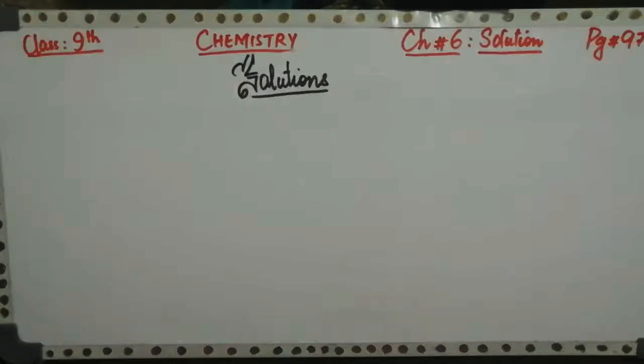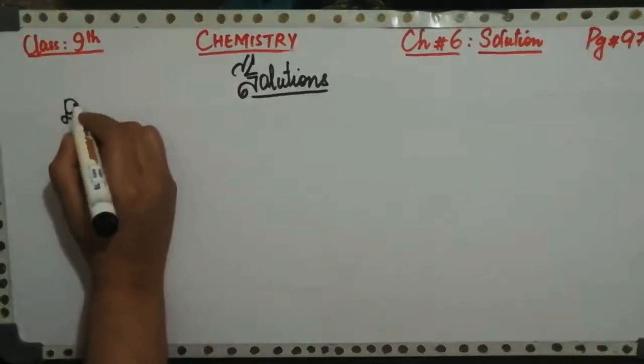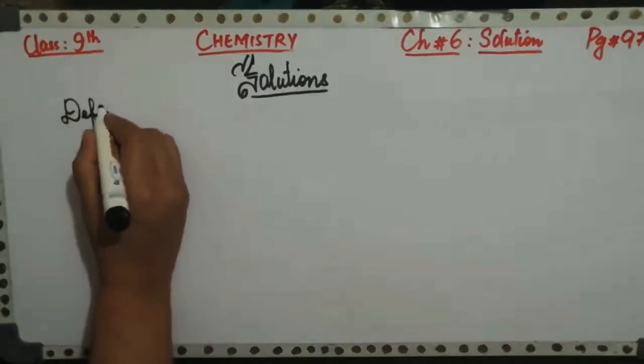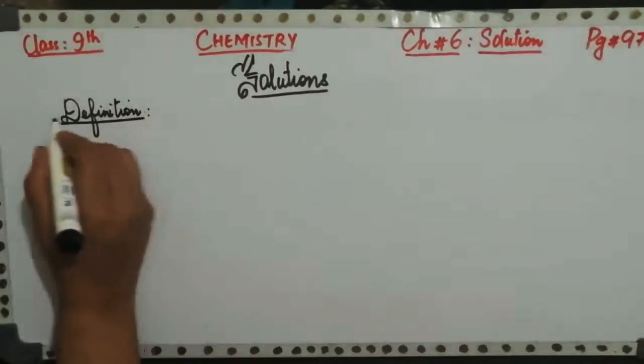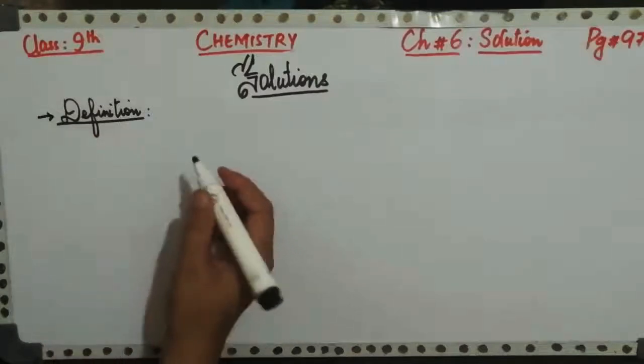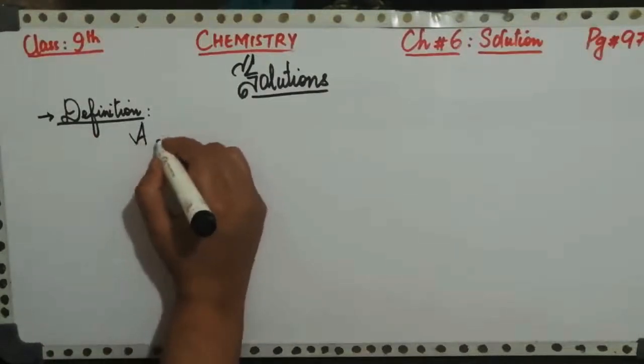Now you have to define the solution as your first definition of solution. How you will define solution? Now solution is basically a homogeneous mixture.